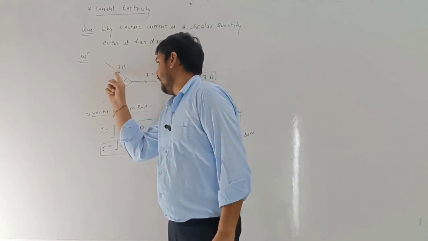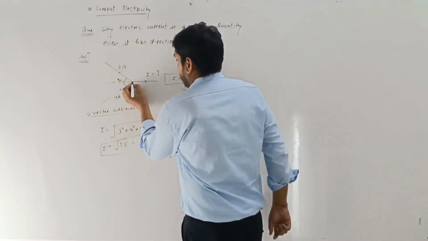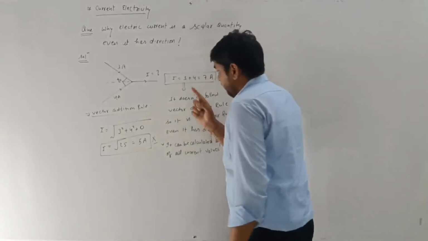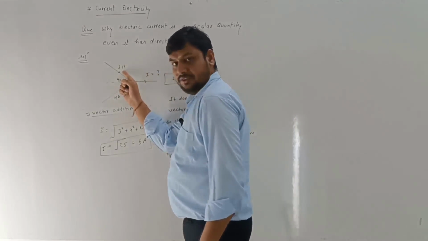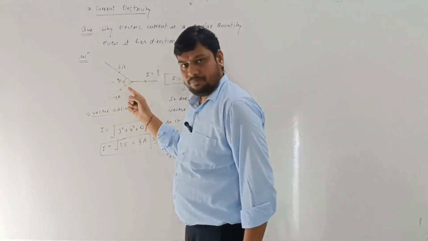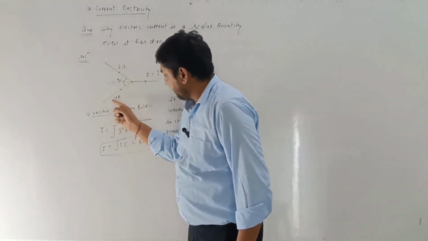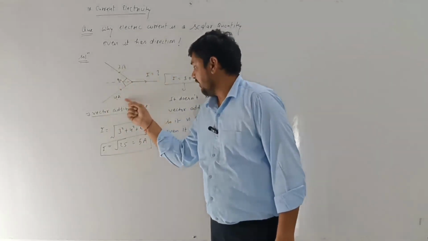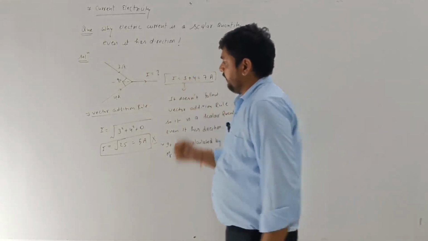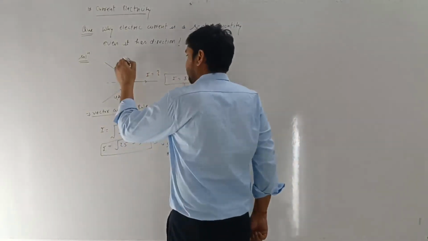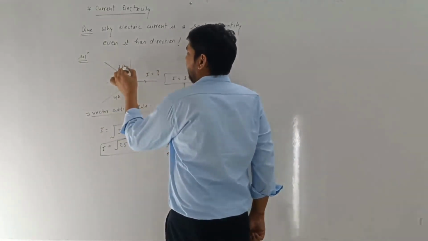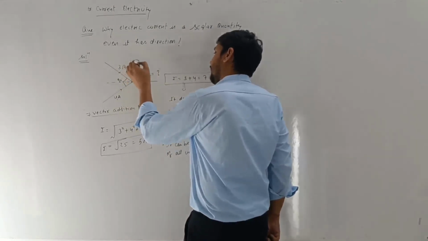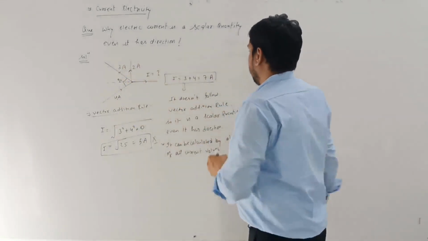The direction of current at this point is inward, so the sign of this value we take as positive, and in this wire also the direction of electric current is inward, so this value is also positive. But if there is another wire like this, and the current in this wire is outgoing, like 2 ampere, then what is the value of I? Then we can calculate it.